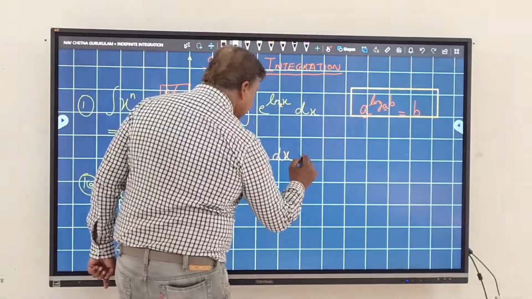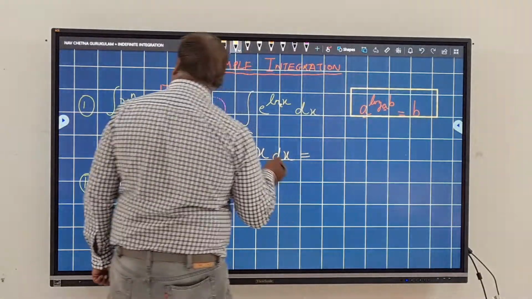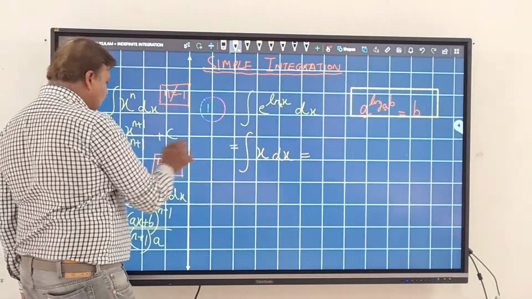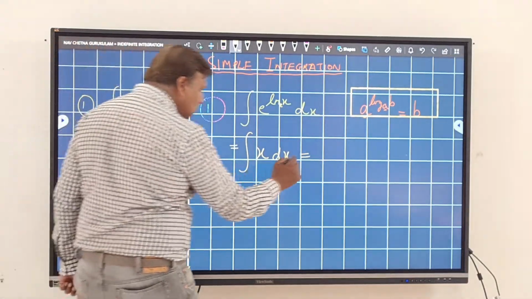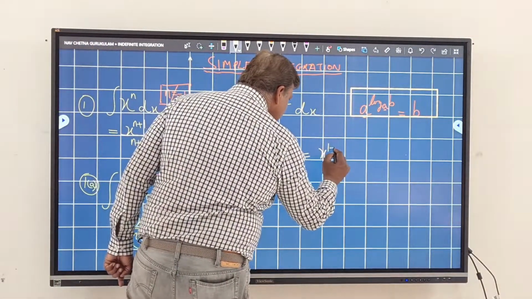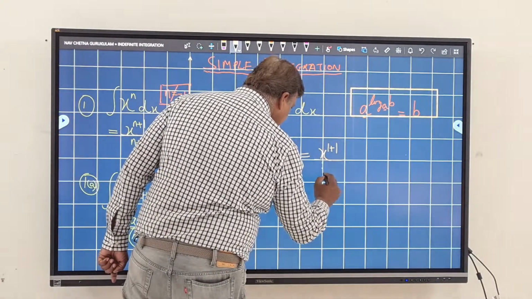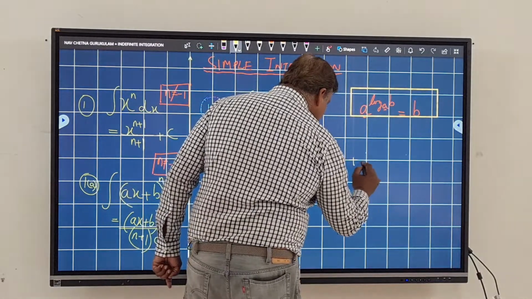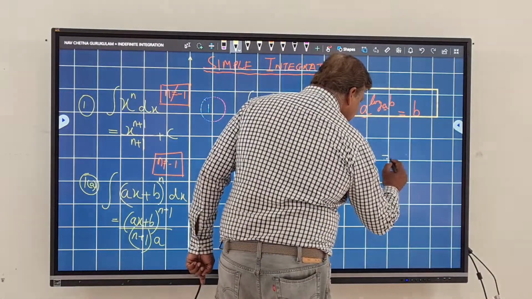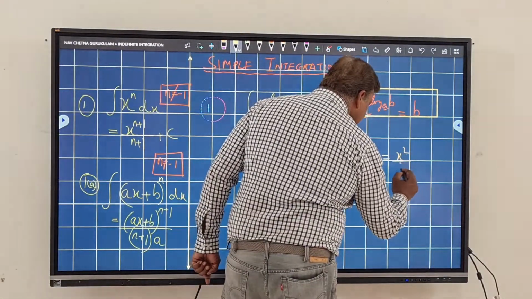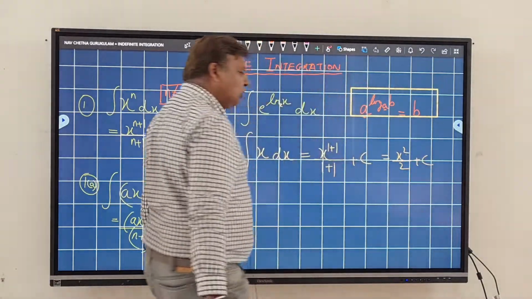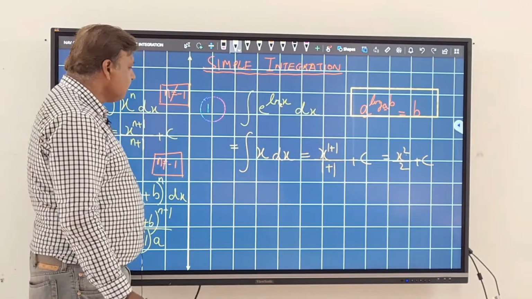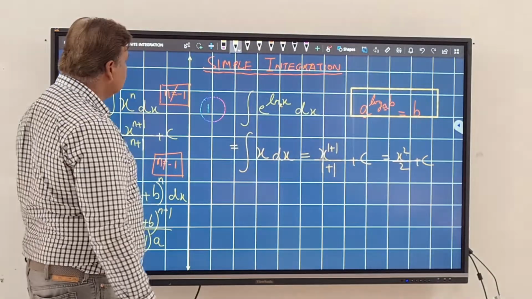Integral of x dx, and I'll apply this formula, n here is 1. So what you will have, x raised to 1 plus 1, 2, upon 1 plus 1. And of course a customary c. So that gives us x square by 2 plus c. I hope I could make my point clear. Then we go to the next question.